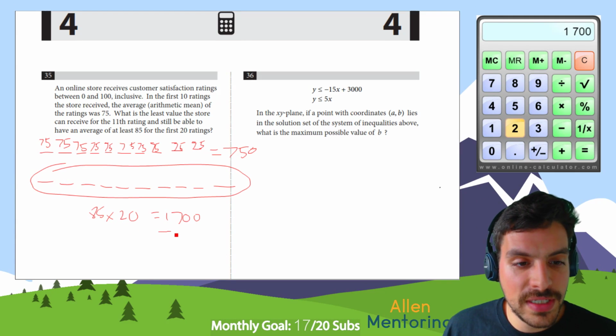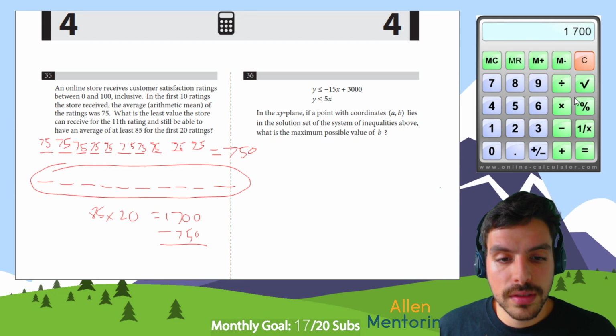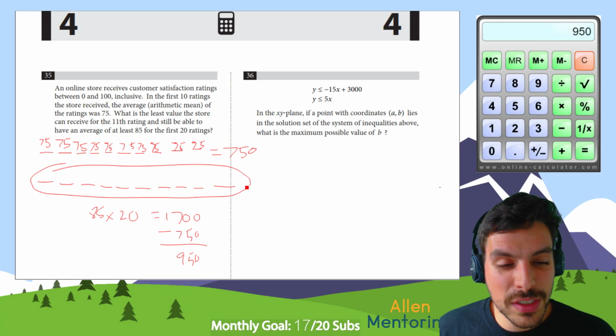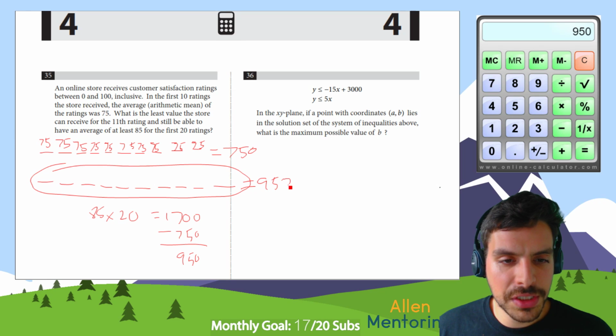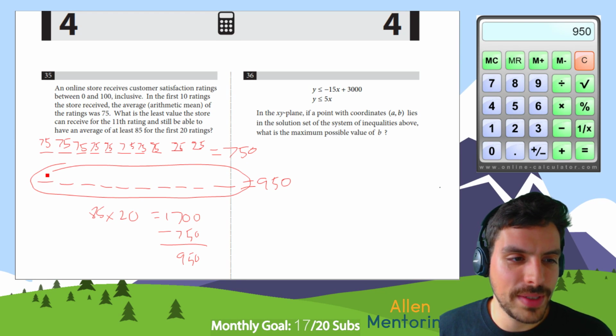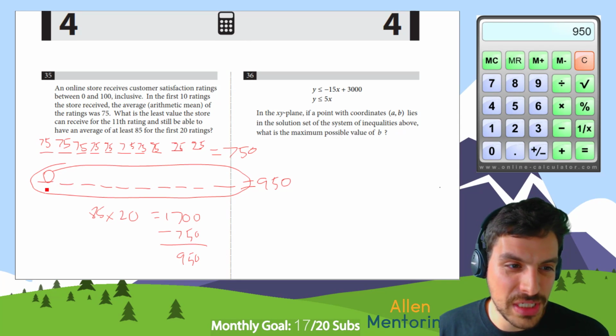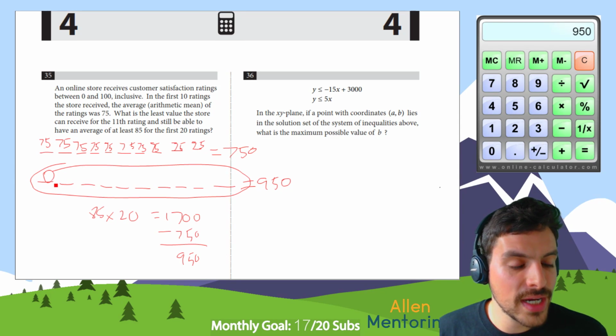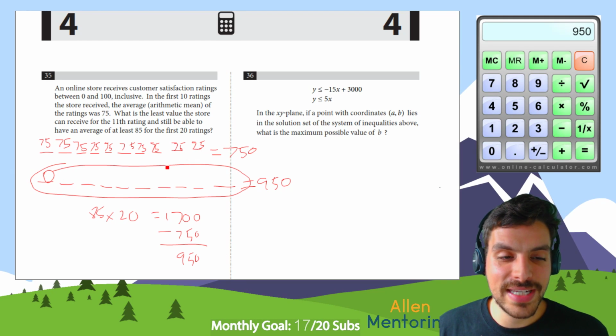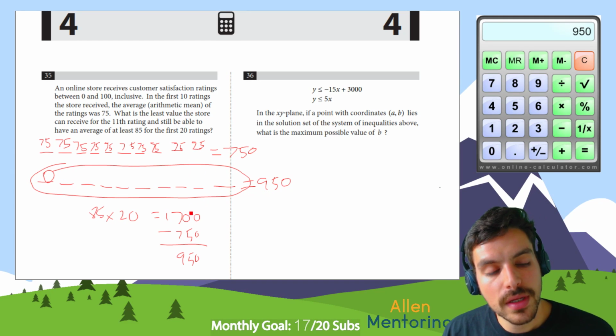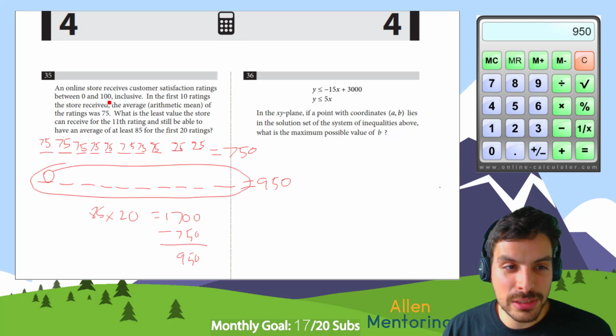So if we subtract 1750 or 1700 minus 750, we get 950. So we know that the total of these has to be 950. So the big question is, what could the first rating be, right? What is the least value the store can receive for its 11th rating so that the total of these next 9 could be 950, right? And we know that it's only between 0 and 100.